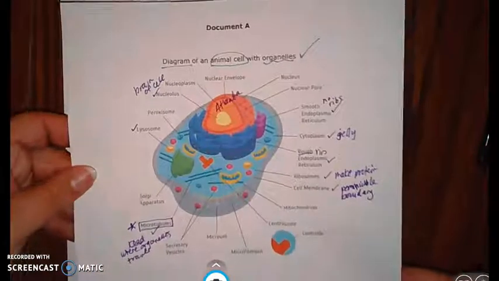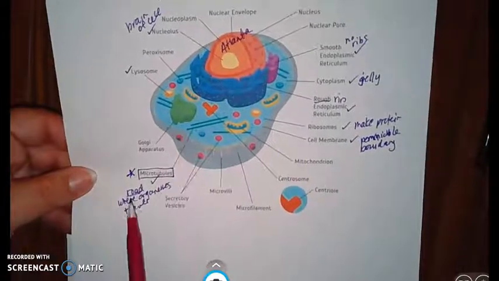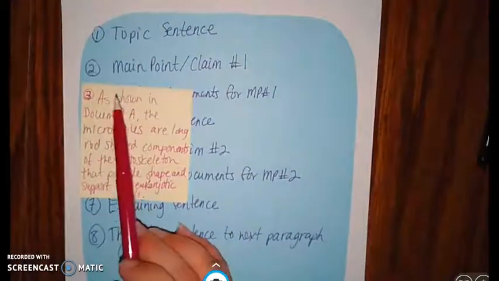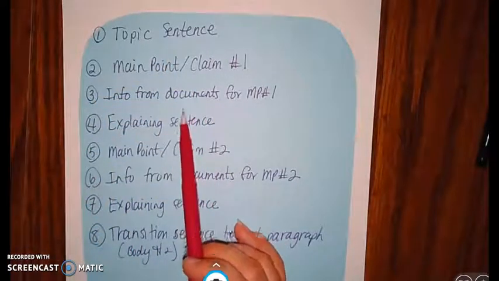So here's our document A, and remember it's down here, microtubules. There's a picture of it. That's where we got that sentence from, our evidence from the document. And it's very important that we use evidence from the document.